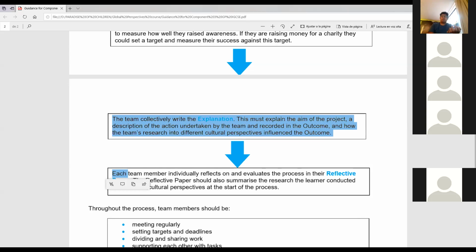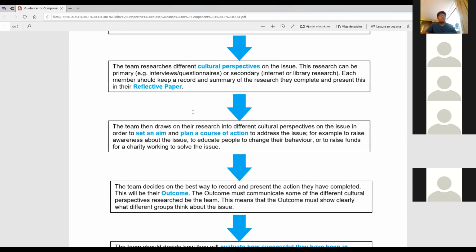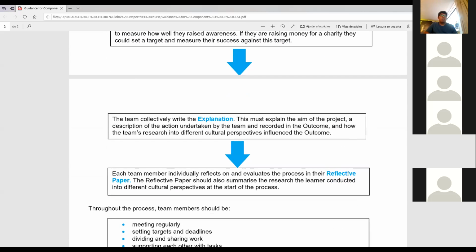Okay. And why did you record it? Why did you take pictures? Why did you make a music clip? Why did you make a sketch acting? Okay. And then each one of the members separately, individually, is going to reflect and evaluate the process in the reflective paper. This is why the record or the log is going to come in handy for your reflective paper.